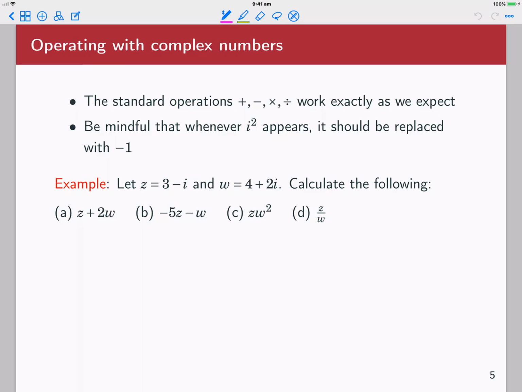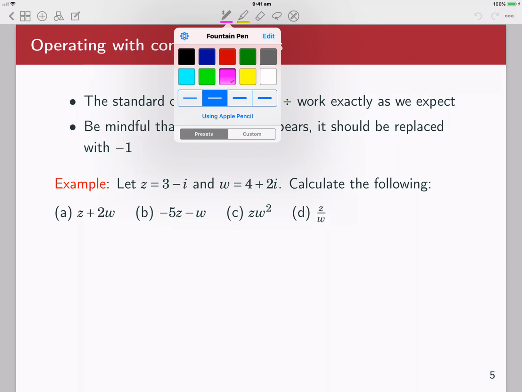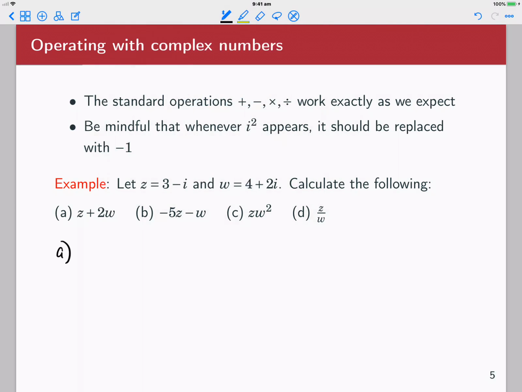So your standard operations work exactly as we expect, and let me just show you what I mean. Here, let's have a look at part A. In part A, I want to figure out z plus 2w, where z is the complex number 3 minus i, and w is the complex number 4 plus 2i. So, pretty simple. I'm going to get 3 minus i plus 2 lots of w, 4 plus 2i.